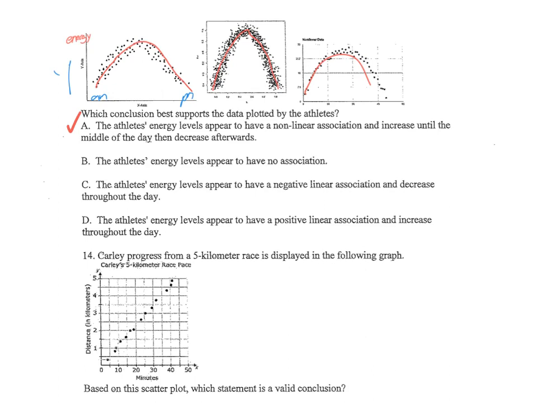B, the athletes' energy appeared to have no association. Now there's clearly some kind of association there, so B is out. C, the athletes' energy levels appear to have a negative linear association. Again, we just said it's not linear. They make an arc. D, the athletes' energy levels appear to have a positive linear association. No, that's not true, because it goes up and then it goes down. So our answer is definitely going to be A on number 13.